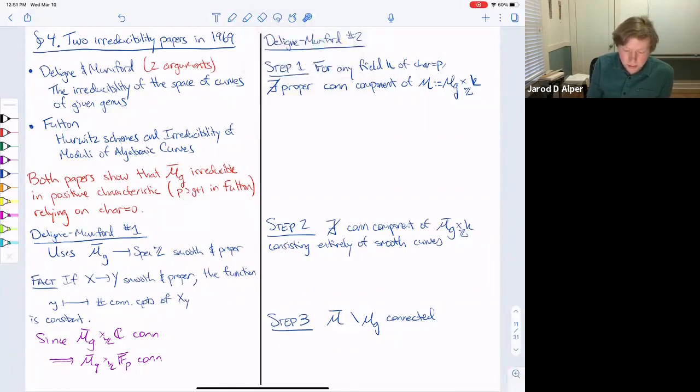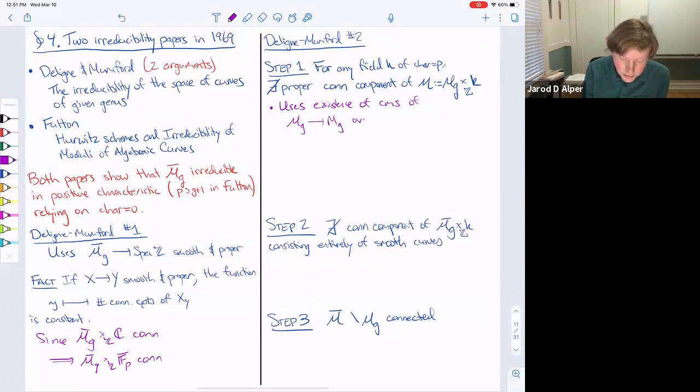So the idea was you first show that for any field, there doesn't exist any proper connected components of M_g. This was actually the hard part, and this is the part that uses a lot. It uses the existence of coarse moduli spaces of M_g over Z, in fact, and they relied on GIT.